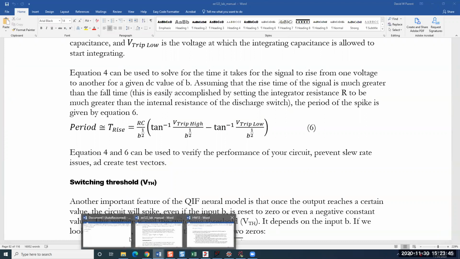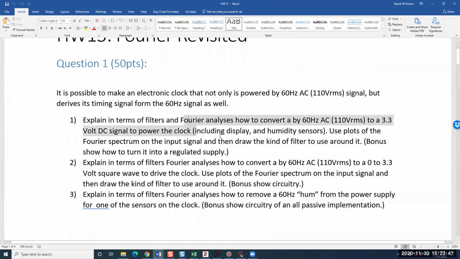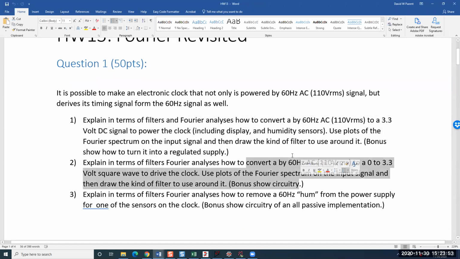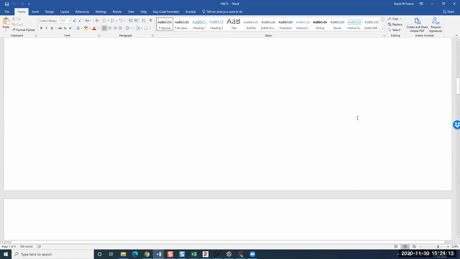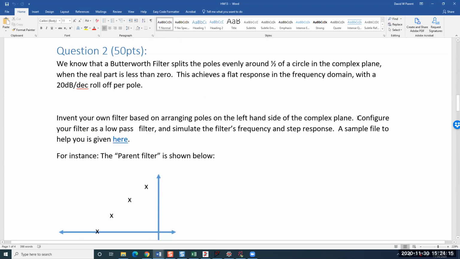The circuits were a bit of a bonus, right? But how to take a 60 hertz and turn it into something, all right? How to convert the 60 hertz into a square wave, all right? We've done that. And then how do we get rid of the 60 hertz that we don't want, right? That you have to figure out.